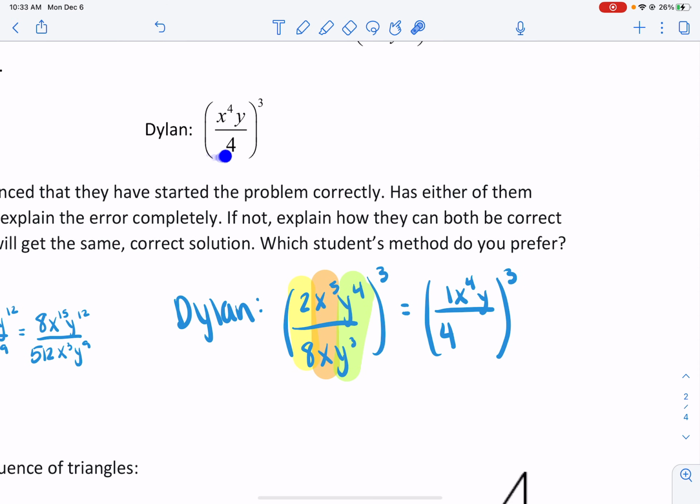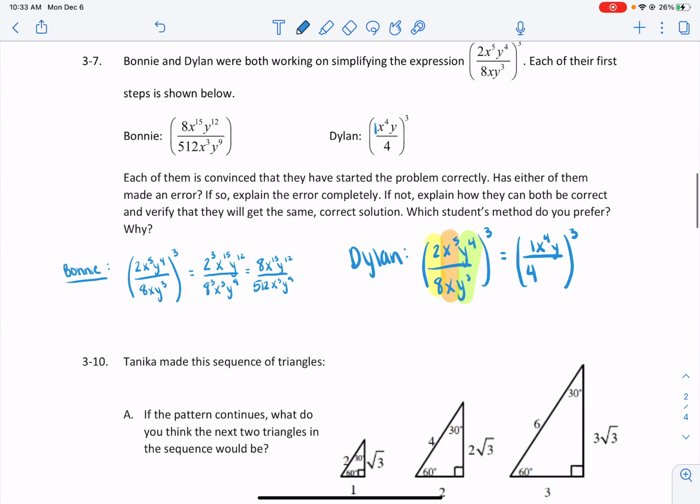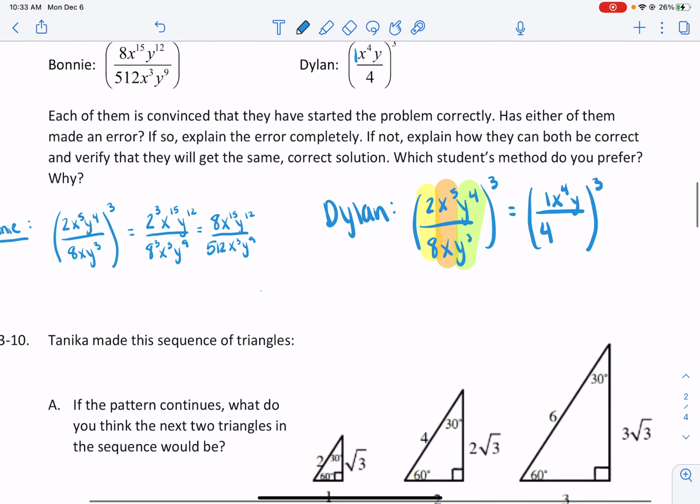That's exactly what Dylan has here, right? There's always that imaginary 1. That's exactly what Dylan has. So he also started the problem correctly. So I'm going to write they are both correct.